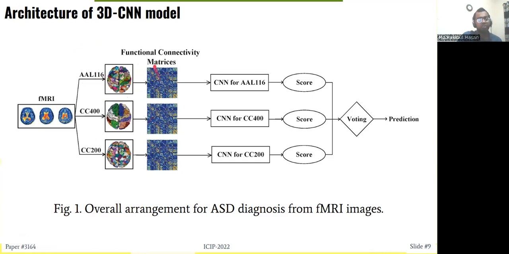We calculated functional connectivity matrices for all three atlases. And then we applied three distinct CNN models on three different atlases. So these three CNN models are distinct, they're different from one another. So of course they will provide the ASD diagnosis scores separately, and then as an ensemble approach, we provide the final prediction. So let's talk about the three distinct CNN models.